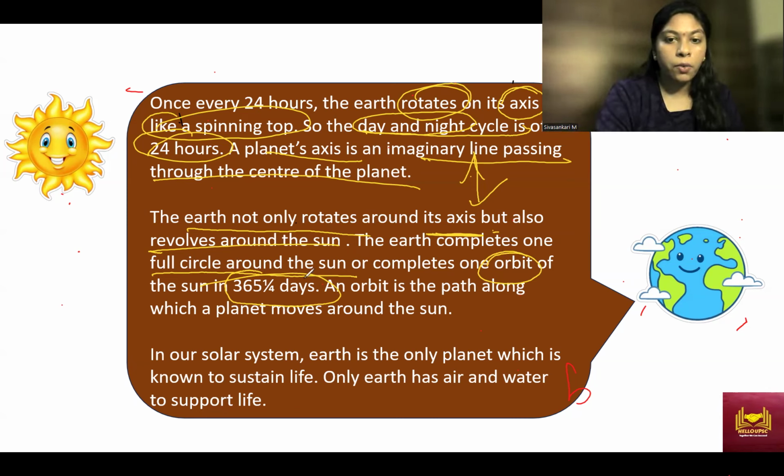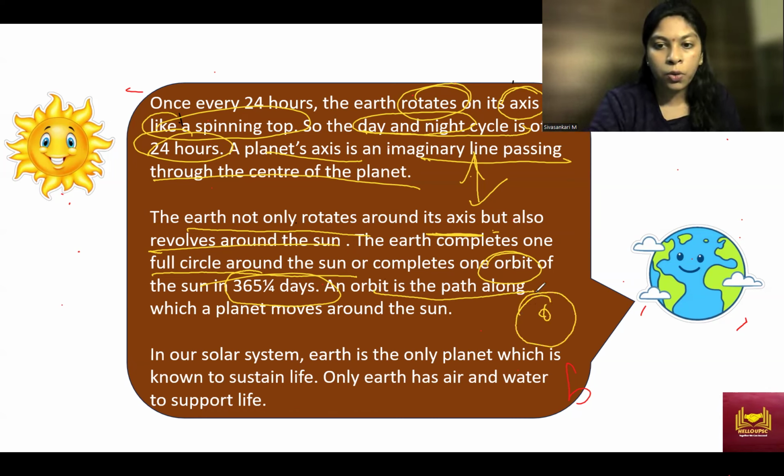365 1 by 4 days it takes. Okay, so orbit is a path. Orbit means it's a path. If the sun is here, the earth moves around the sun like this. This is called the path of the earth. So orbit is a path along which a planet moves around the sun. And this line which is drawn, the path, is called the axis.